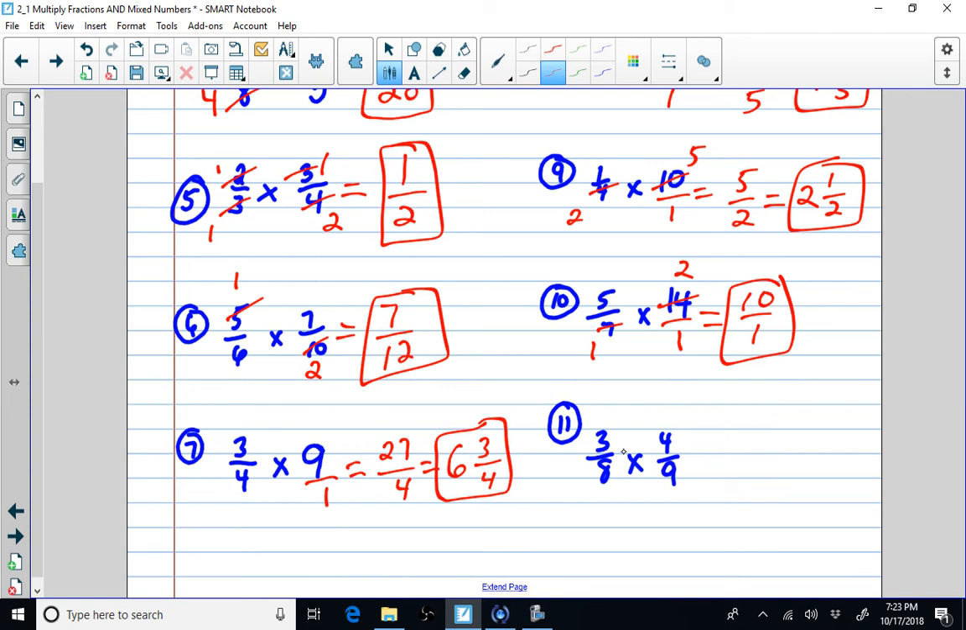Okay, let's try it. I can divide out 3 and 9 by 3. 3 divided by 3 is 1. 9 divided by 3 is 3. I can divide out 4 and 8 by 4. 4 divided by 4 is 1. 8 divided by 4 is 2. Now I multiply numerator times numerator. 1 times 1 is 1. Denominator times denominator. 2 times 3 is 6. Right? We get a product of 1/6.